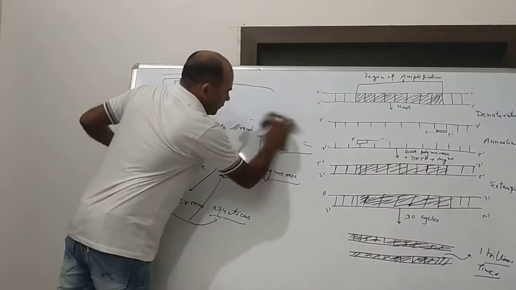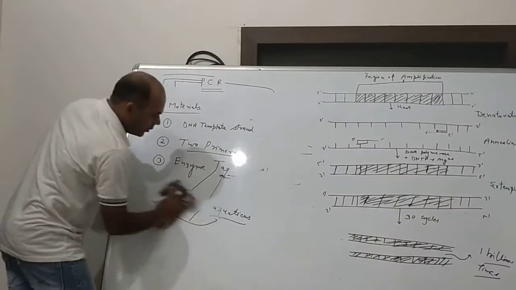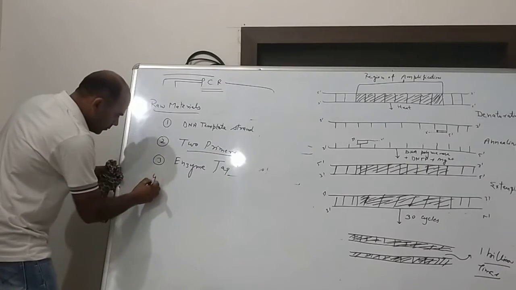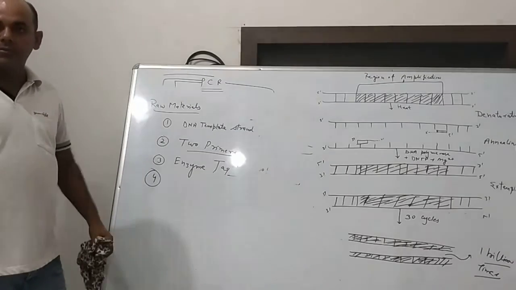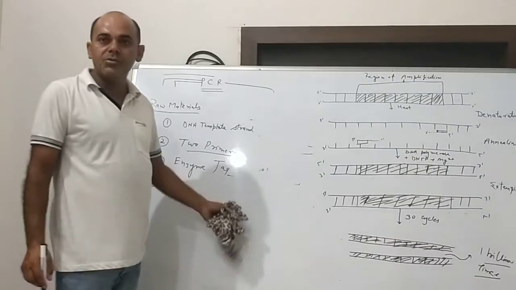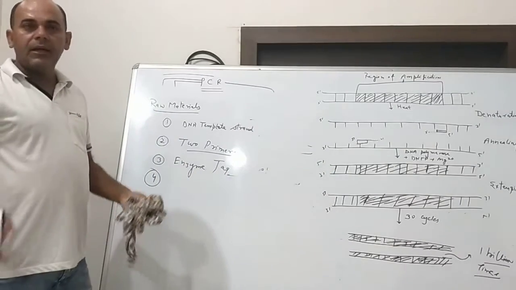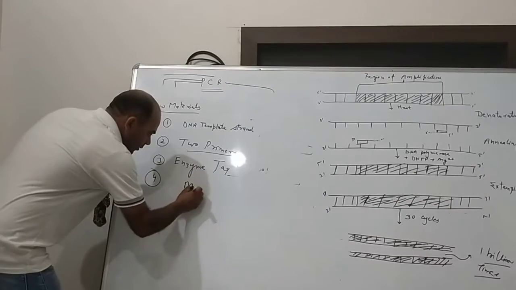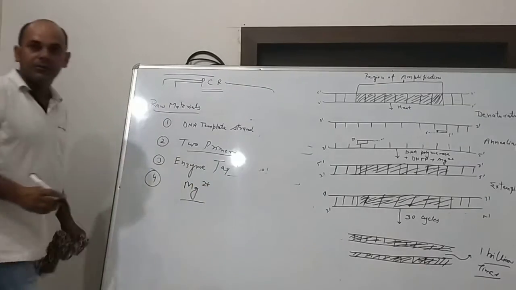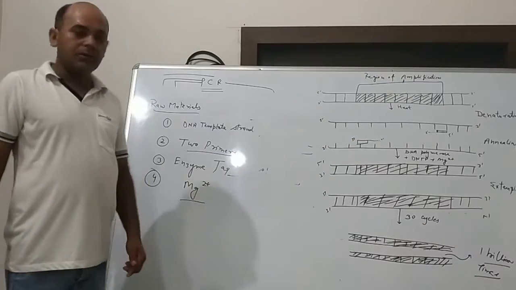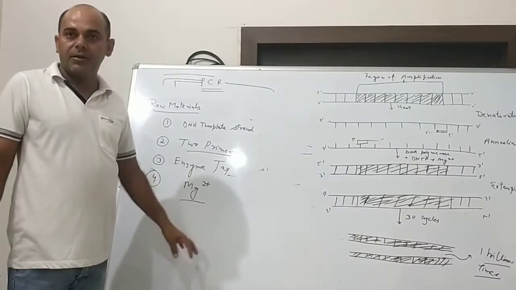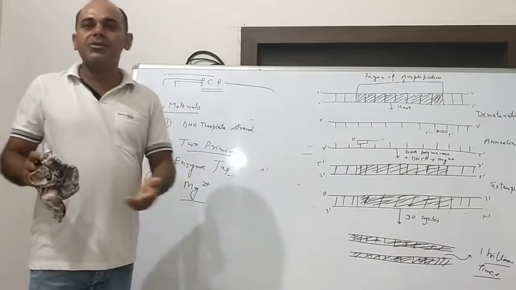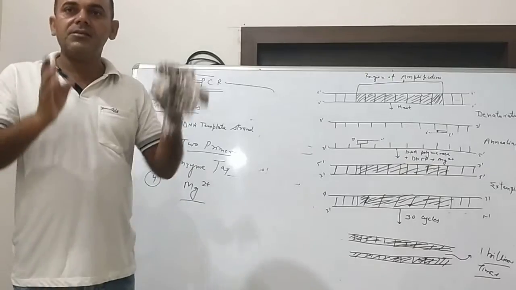Next, the fourth one. What are the other requirements? Some ions are used. The most common ion used in this PCR is Mg2 positive, magnesium 2 positive. Write down here Mg2 positive. This is called magnesium 2 positive. So these are some basic requirements which are used in PCR. If we want to perform the PCR, these are the basic requirements.